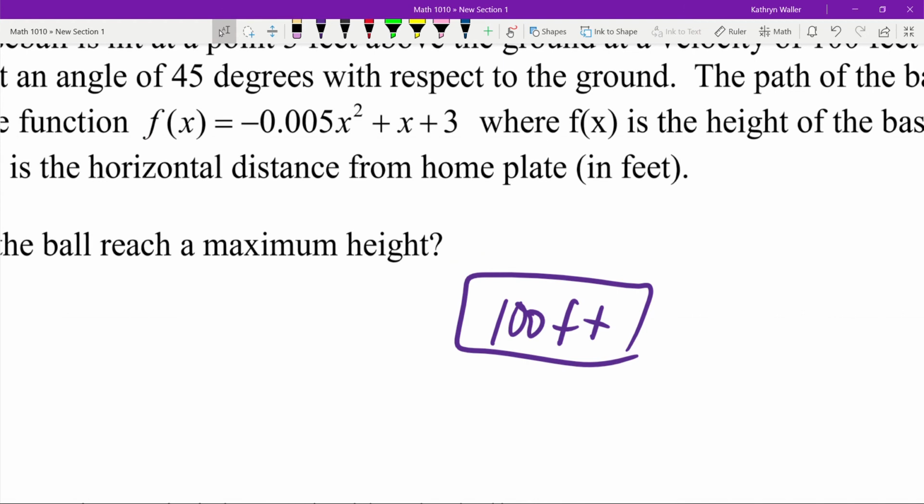Plug it back in. I'm going to store it, and when I plug it back in, everybody tell me what I should get. 0. A 0. Everybody hit store, enter. Then I want you to go negative 0.005, memory variable, enter, x squared, plus memory variable, enter, plus 3, enter. I got a 0, bam. I just got it right. There's no question in my mind, because once I got it, I plugged it back in, and it worked.